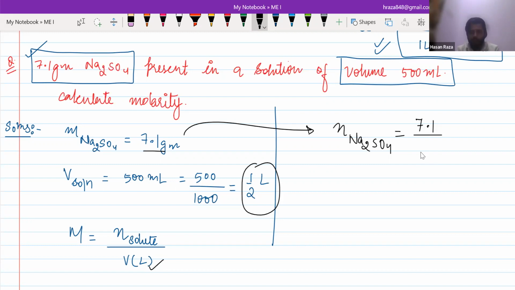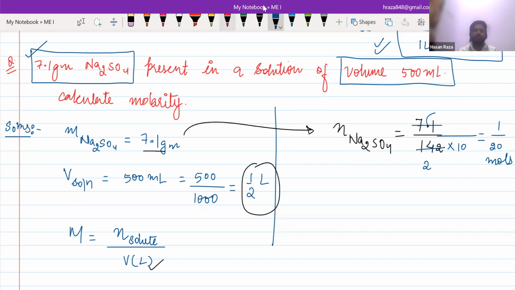Sakina, can you repeat? Sir, it will be 142. Very good. Now you can see if you're going to remove this decimal, there will be multiplication of 10 in the denominator, and this will be cancelled by 2 times. So we will have 1/20 moles.